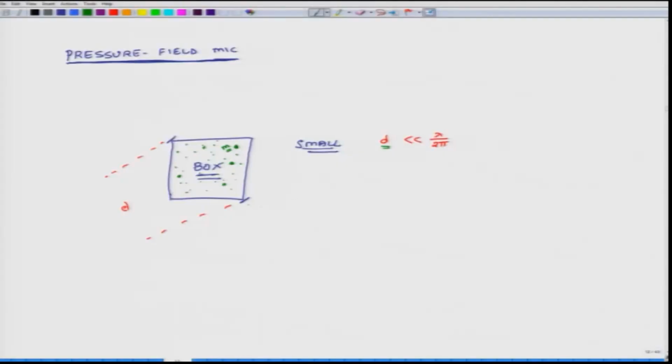So, for these kind of applications, we use pressure field microphones, okay. So, pressure field microphones are good in these type of situations. So, where do we use them? In closed cavities. So, important thing is closed. If it is open, then at the open end pressure will be very close to atmospheric pressure. So, it has to be closed from all the sides.